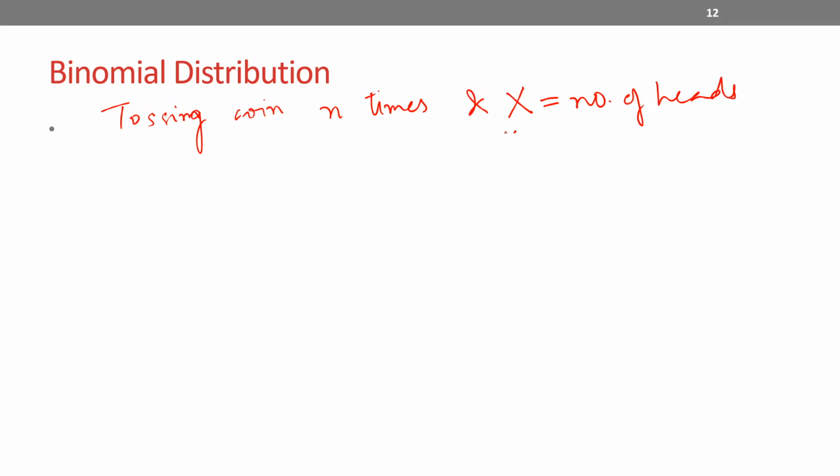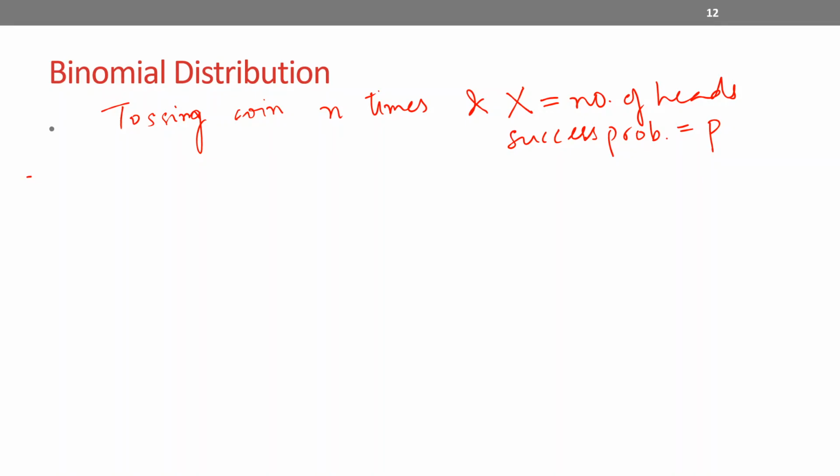Maybe let's look at tossing a coin again. Easier to relate to, right? n times, and let X be the number of heads, and this is my success, and my success probability is denoted by p, right? So p is success, 1 minus p is failure, right?